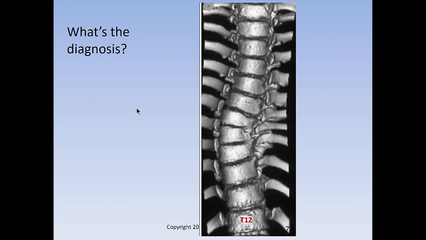Okay, what do you see here? You paused it, you're back. Good. We have a unilateral bone bar right here. So this is a partial failure of segmentation at 11, 10, 9, 8, and 7. There's a unilateral bone bar right at those levels, so that's a partial failure of segmentation.